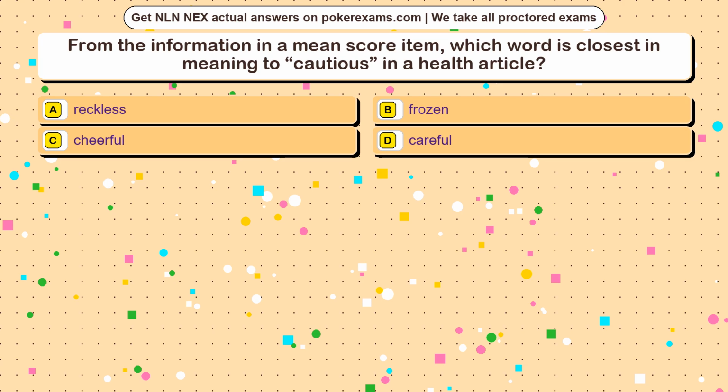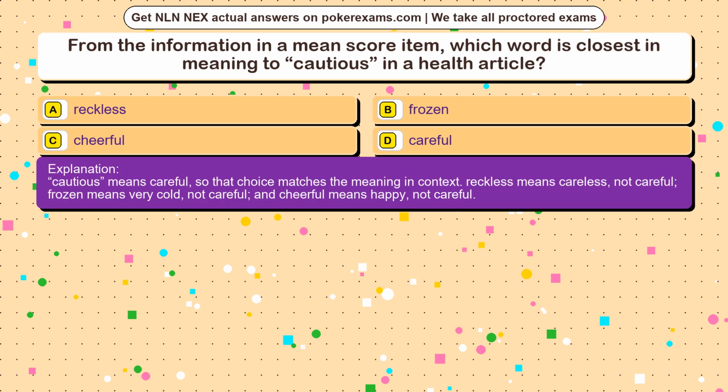The correct answer is option. Cautious means careful, so that choice matches the meaning in context. Reckless means careless, not careful. Frozen means very cold, not careful. And cheerful means happy, not careful.